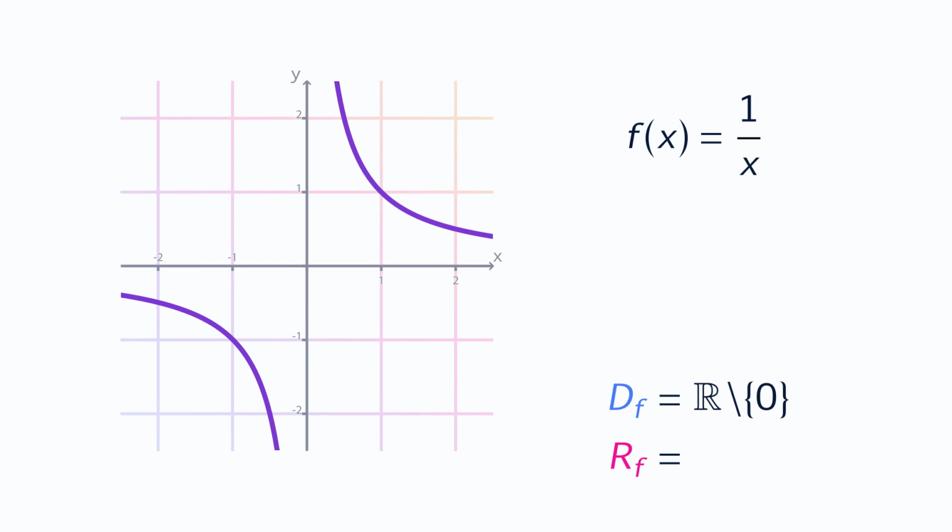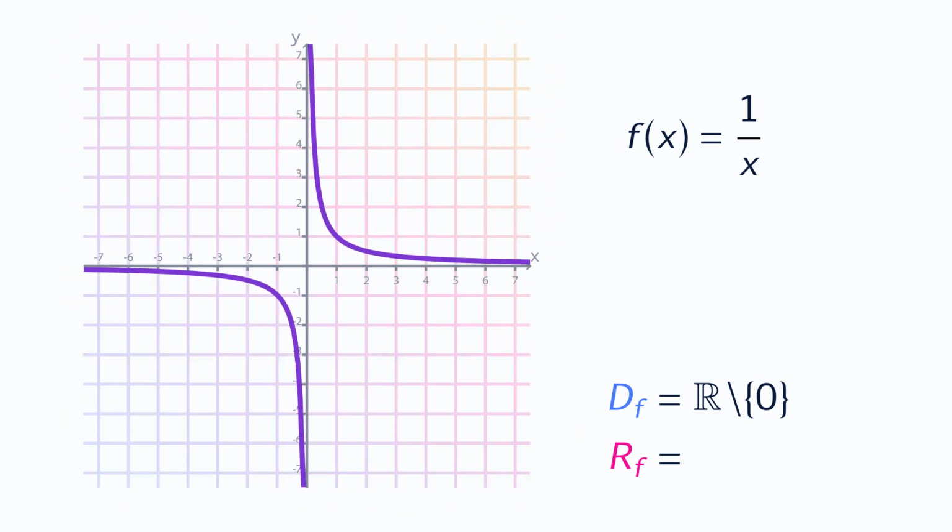But what about y = 0? It turns out there is no x value you can input into the function 1/x and get 0 as an answer. You can get answers super close to 0 when x is extremely large, but never exactly 0. So the range of the function f(x) = 1/x is all of R without 0. You write it like this.